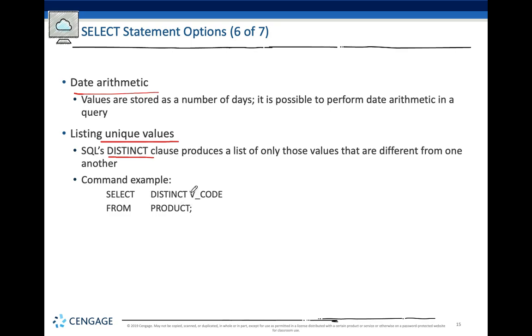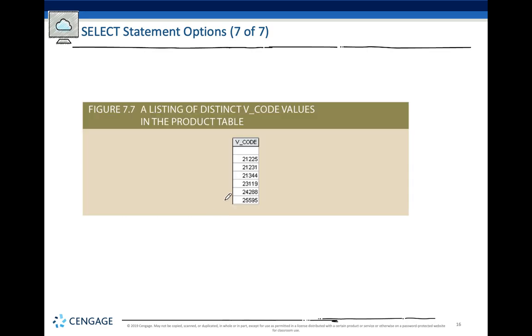Select distinct vcode. In this case, we're using a vcode from the product table. So select distinct vcode from product. That produces all the unique vcodes that are there in the product table. Now you'll see that this value is null. Null counts as a value, and therefore it appears in the results as well, because there are some null values in the vcode column.